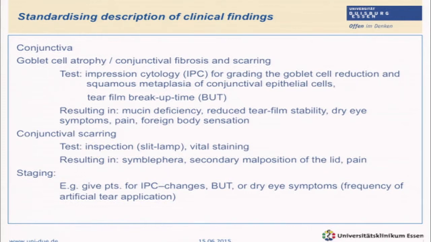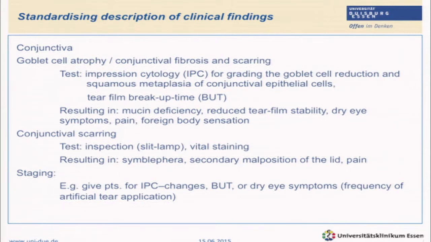The conjunctival scarring is a problem not only of the proton radiotherapy, but also more localized after plaque radiotherapy. And it can result in symblepharon and secondary malposition of the lid. So what can we do for staging on conjunctival complications?